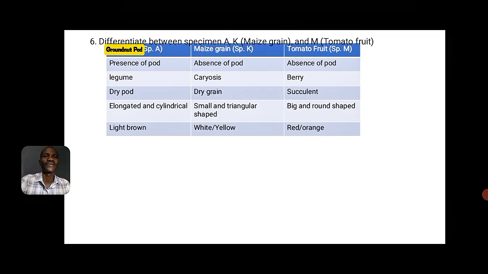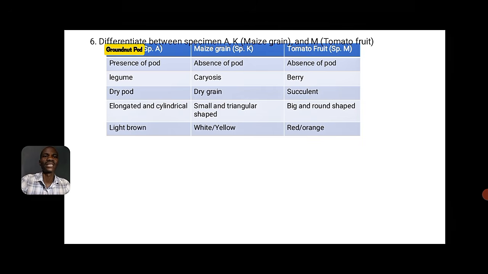So the first difference is that for specimen A, there is presence of pod, while the two others, K and M, have absence of pod. When you are comparing, you must compare accordingly. If you are describing the head, don't say one has head and the other one has leg. No, WAEC will not mark you correctly for that. We will rather say specimen A has pod, specimen K has no pod, specimen M has no pod.